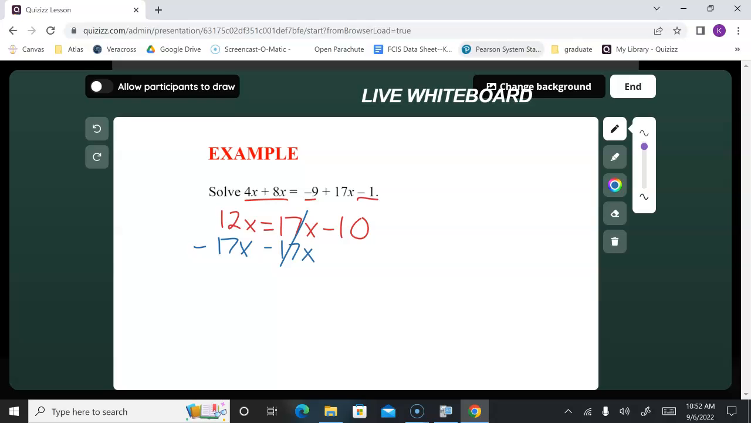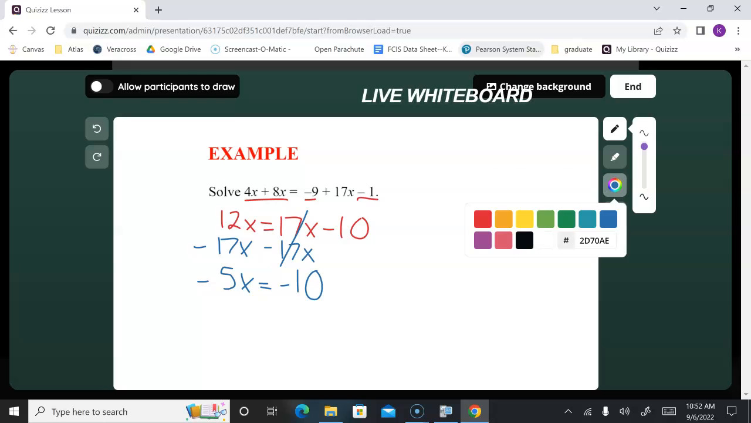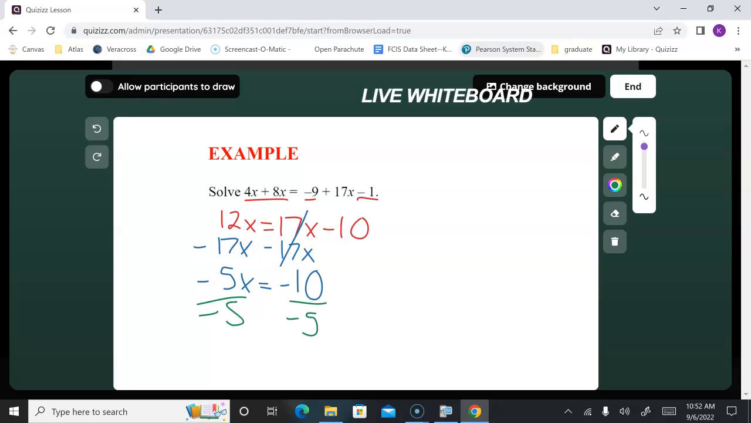Okay? So what is 12 minus 17? -5. Okay? So we got -5x equals -10. All right? And then how do I move that 5? Divide by -5. It is a positive 2.